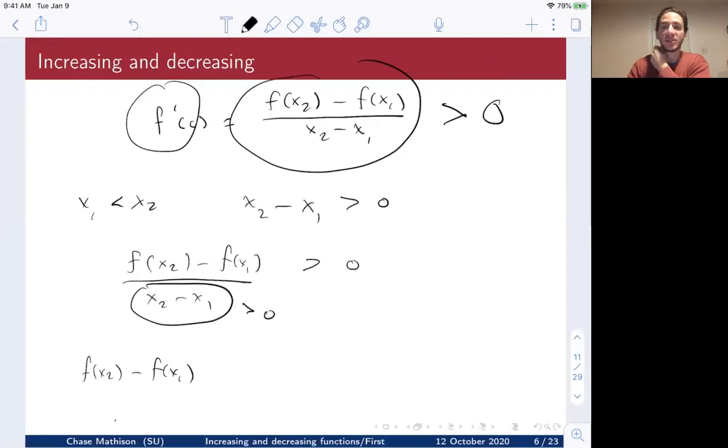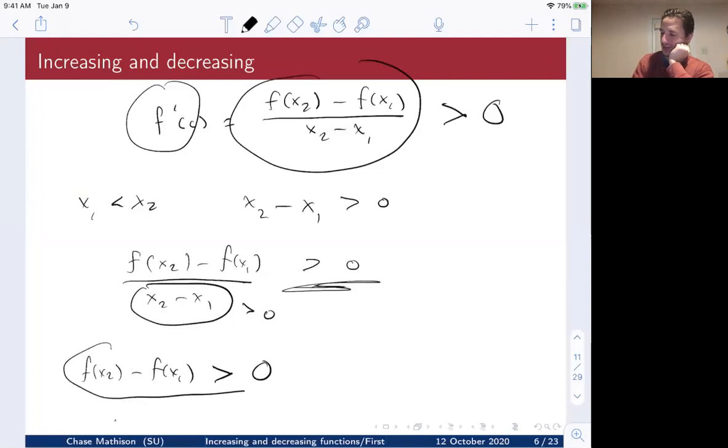Yes, the top also has to be positive. Thank you, Saba. It is bigger than 0. Does everybody see that? If I divide two numbers and the answer is positive and the denominator is positive, then the top has to be positive. Okay.